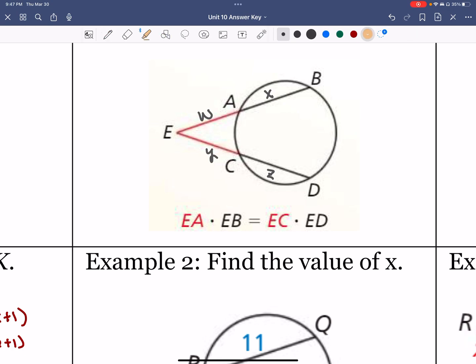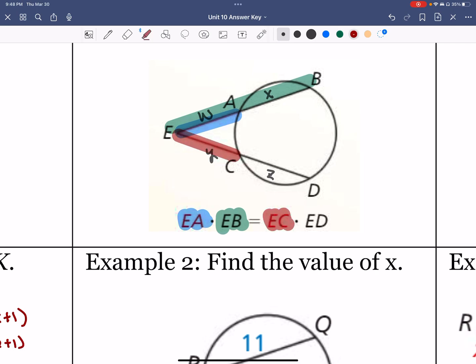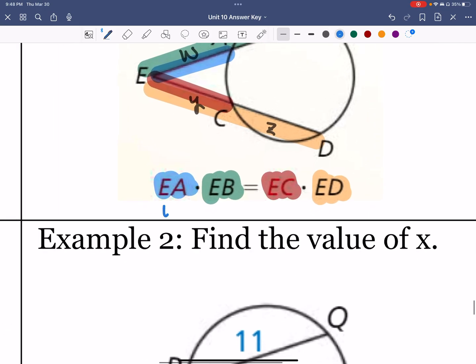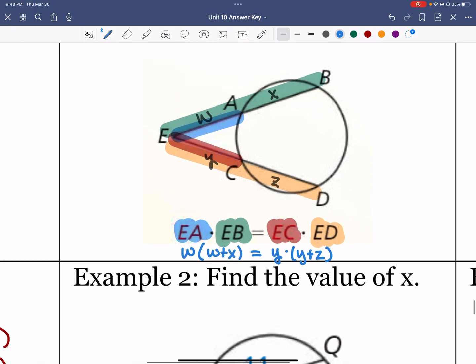So I'm going to come over here to my highlighters. And I'm going to state that EA, this part here, times EB, the entire segment, is going to equal EC, the little segment outside my circle, times the entire segment again. So if I were to use my letters here, I would say W times W plus X is going to equal Y times Y plus Z. So I have to make sure I do that entire segment there. And if I don't, I do not get the correct answer.